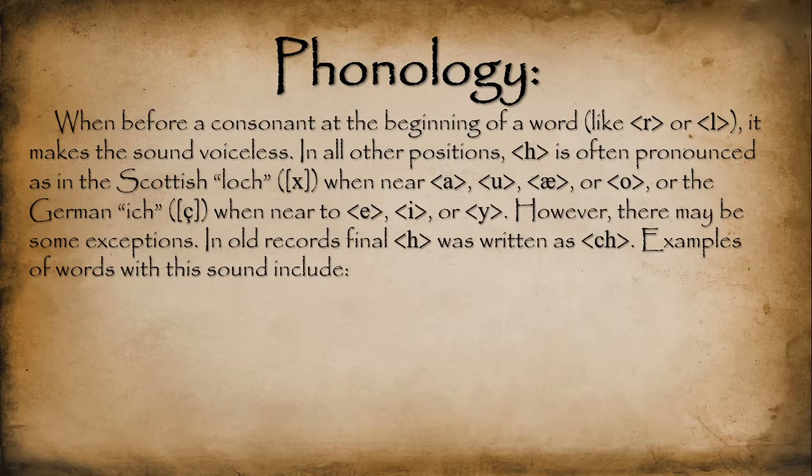When before a consonant at the beginning of a word, like R or L, it makes the sound voiceless. In all other positions, H is often pronounced as in the English loch when near A, U, ash, or O, or the German ich when near to E, I, or Y. However, there may be some exceptions. In old records, final H was written as CH.